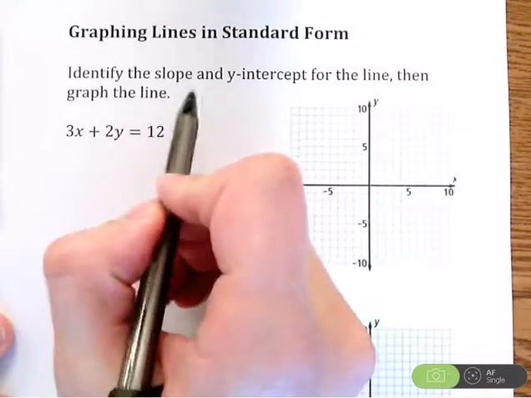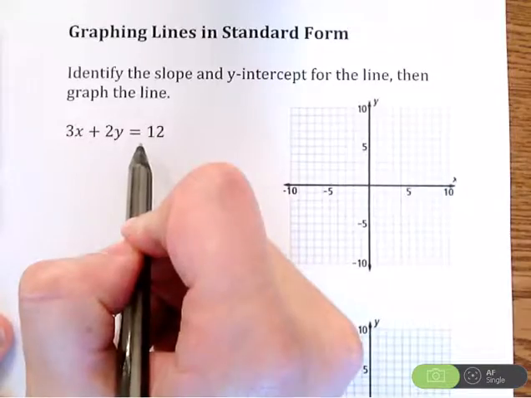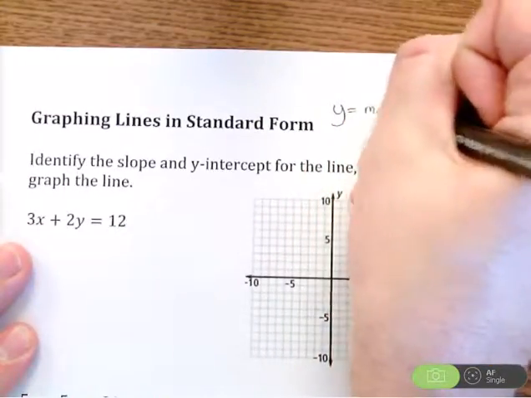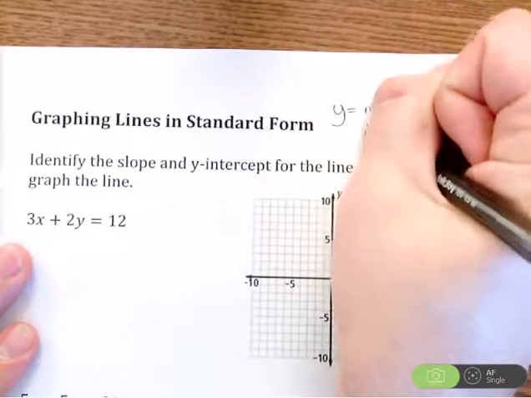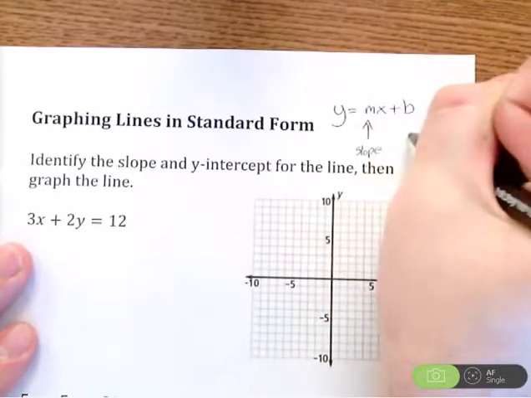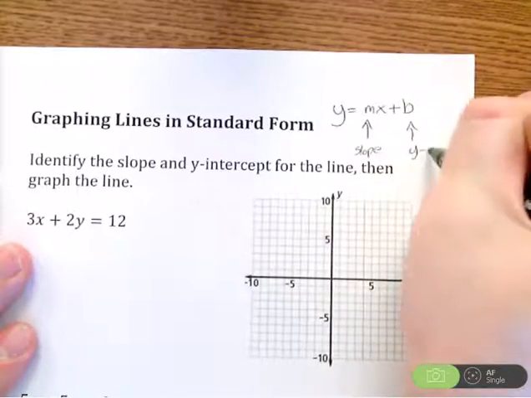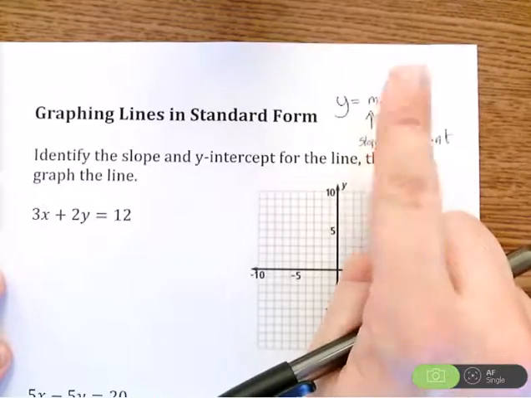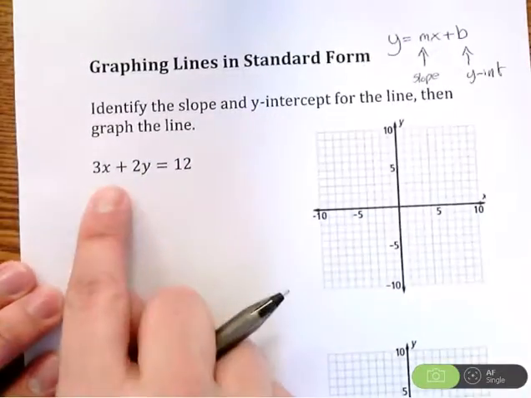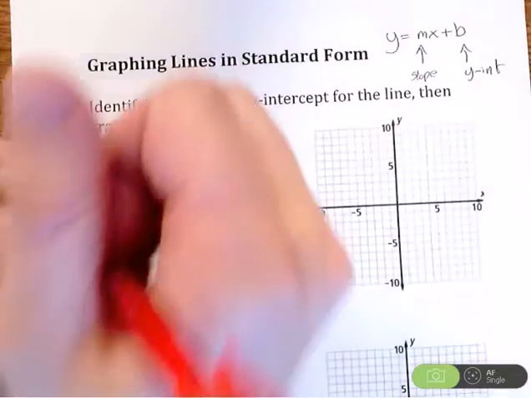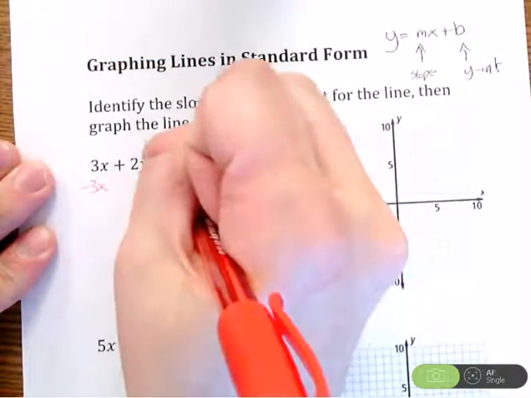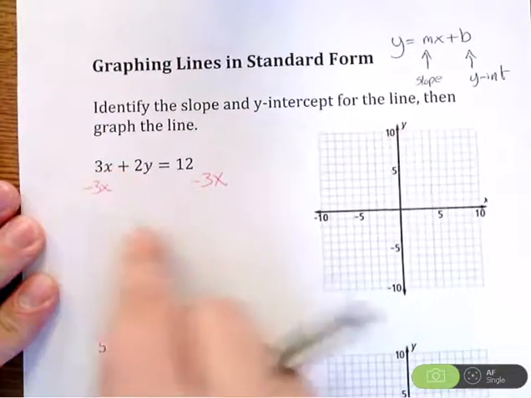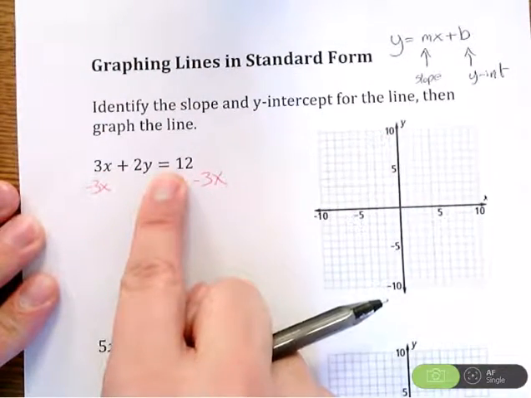But in order to do that, we're going to just rearrange this equation. What we know is we know how to graph y equals mx plus b, where m is the slope and b is the y-intercept. So if I can get this equation to look like that, then we are in luck. So to get y by itself, I'm going to subtract 3x, subtract 3x. So I'm moving this x to the other side of the equal sign.